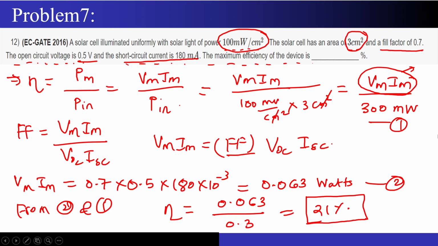Again, a good question, right? They are using multiple formulas. We have to combine multiple formulas to arrive at this efficiency, right? A good question. So 21% is the final answer.